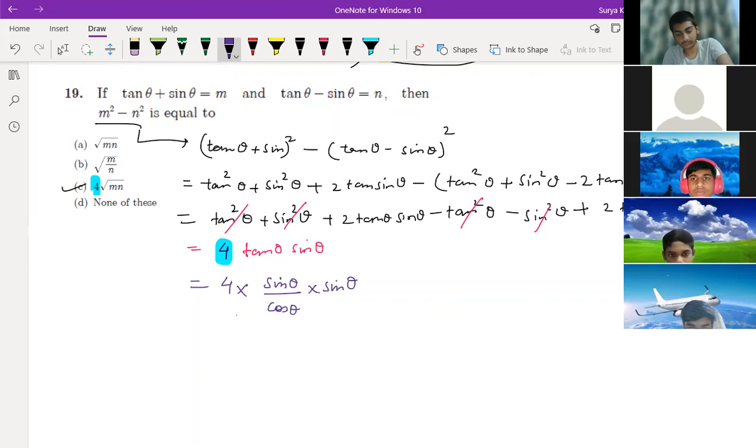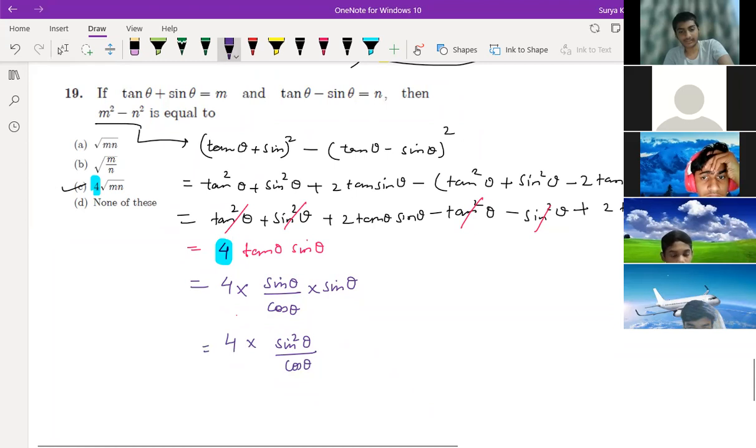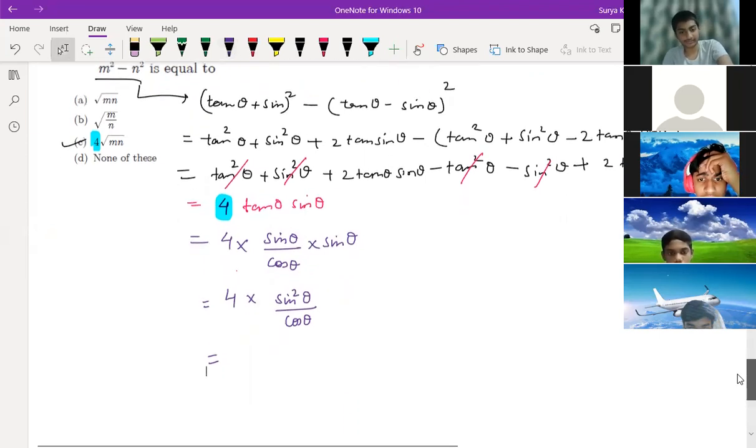But here root is coming, so what can we do here? If you're squaring everything, one minute. So after this, we get 4 minus 4 cos. 4 into sine square theta is coming here, divided by cos theta, correct? So 1 minus cos squared theta. Then the cos will cancel, and sine theta becomes like this.